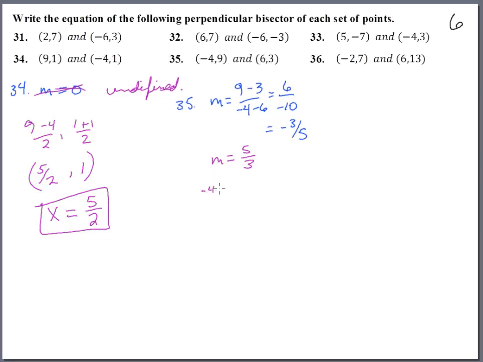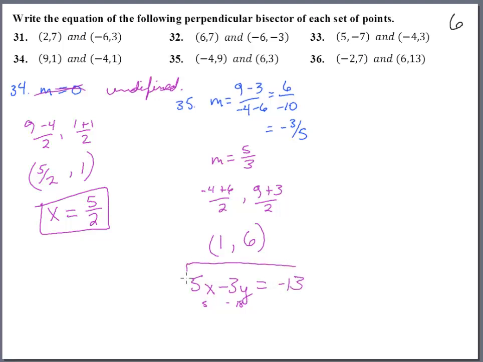So negative 4 plus 6 divided by 2, and 9 plus 3 divided by 2 gives us 1. Right? Negative 4 plus 6 is 2, divided by 2 is 1, and 9 plus 3 is 12, divided by 2 is 6. So here, let's do standard form. That's 5x minus 3y equals, stick 1 in there, and we get 5. Stick 6 in there, and we get a minus 18. That's a negative 13. And the last one, number 36.